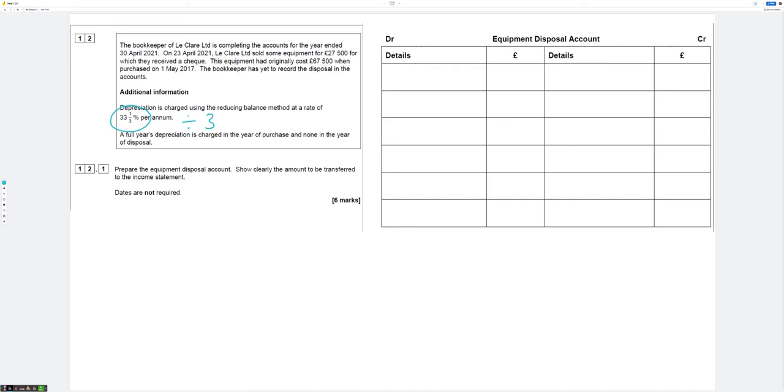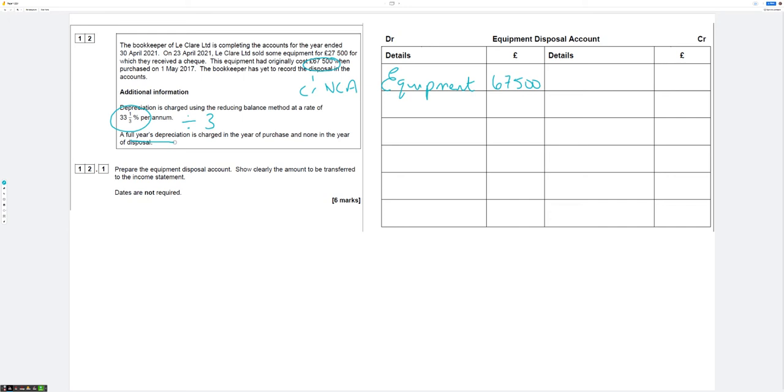So the disposal account, we've got this equipment that had originally cost $67,500. So that's going to be credited out of the non-current asset account at cost, and then debited into the disposal account. So we're going to pop that in there, equipment, and that's at the original cost of $67,500. The next thing we need to do is work out what the provision for depreciation would have been at the time they sold the asset.